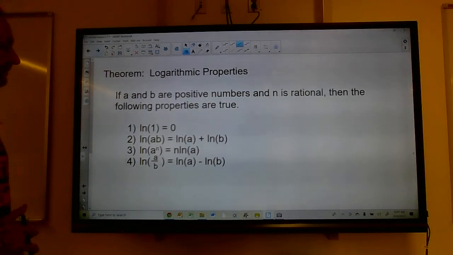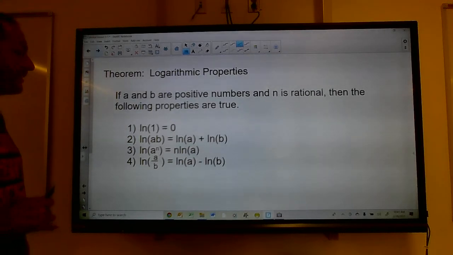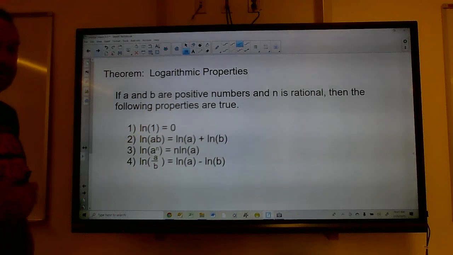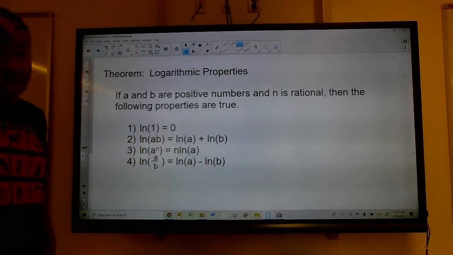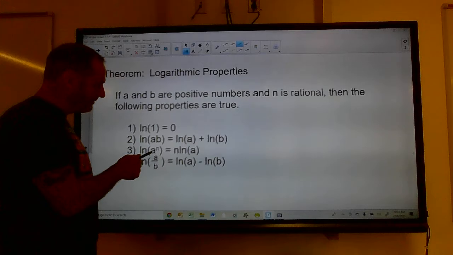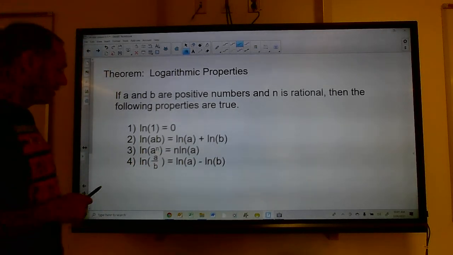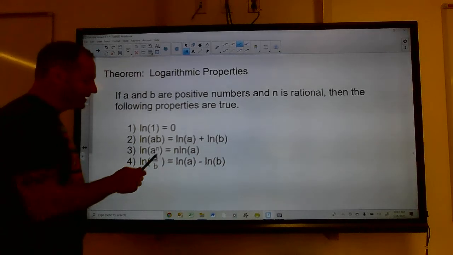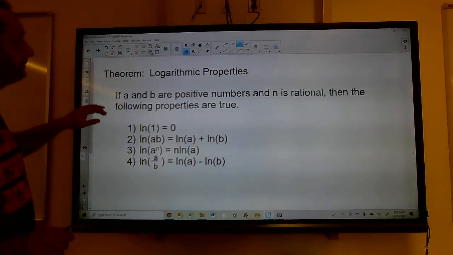Okay, so some properties from pre-calculus. If a and b are positive real numbers and n is rational, then the following properties are true. The natural log of 1 is 0. The natural log of a times b is the natural log of a plus the natural log of b. That was an important one that we used a lot. The natural log of a to the n is n times the natural log of a. And the natural log of a over b is the natural log of a minus the natural log of b. So that should all be review for you.